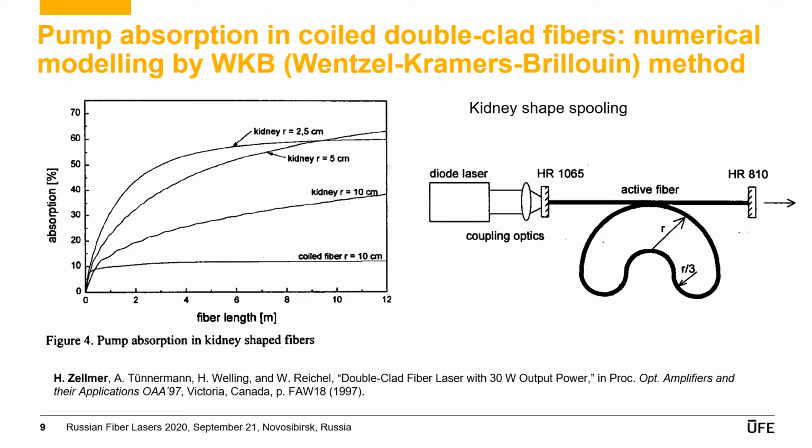Holger Zellner presented at a conference both experimental studies and theoretical modeling. He was a rare exception because he took into account fiber bending. He used the so-called WKB approximation. It is a combination of ray tracing optics, from which we get the trajectory of the ray, and wave optics, from which we get the phase and transverse distribution of the modal field.